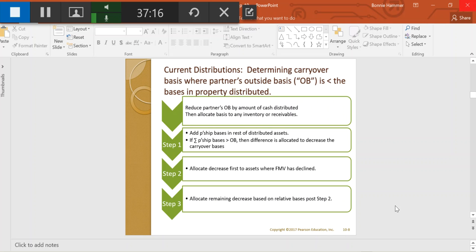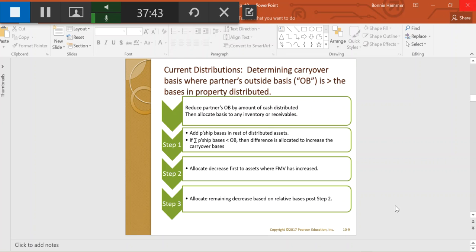Now, that first situation is the situation where the partner's outside basis is actually less than the bases in the property distributed. But you could have a case where the partner's outside basis is actually greater altogether than the sum of all the bases in the property distributed.